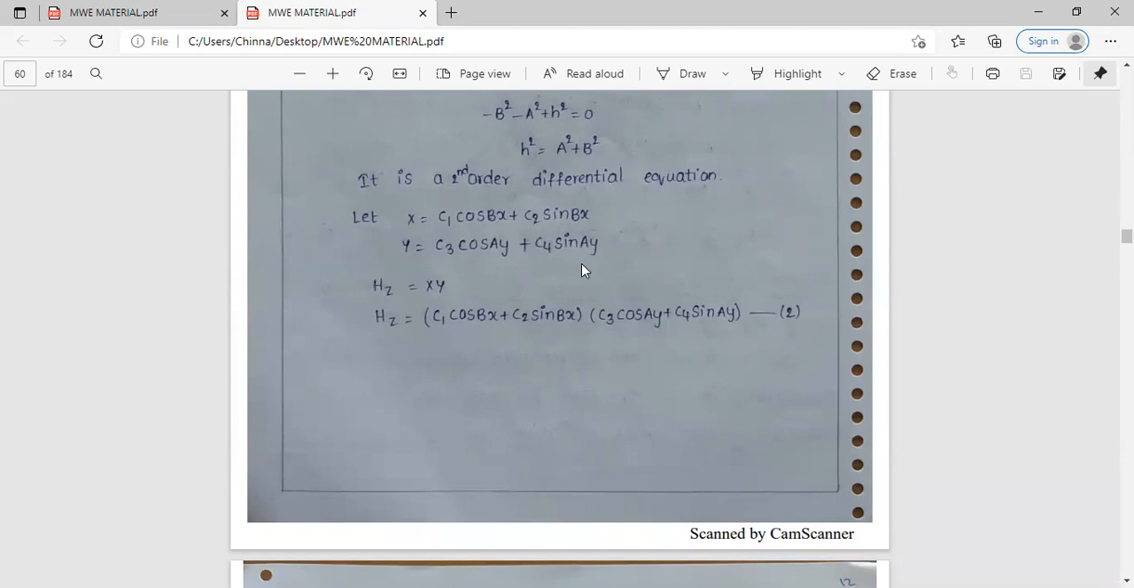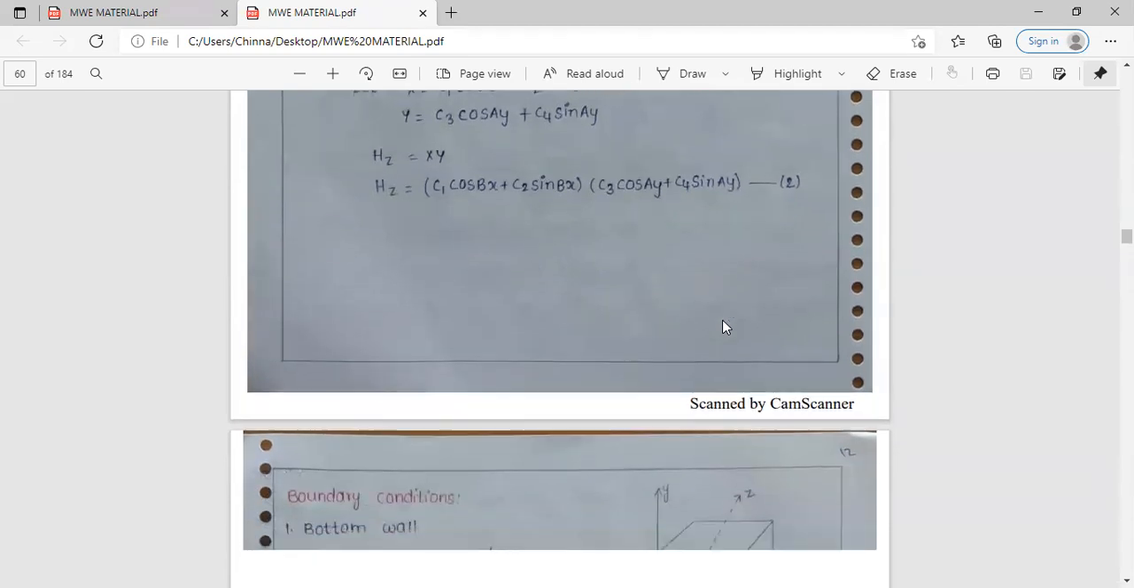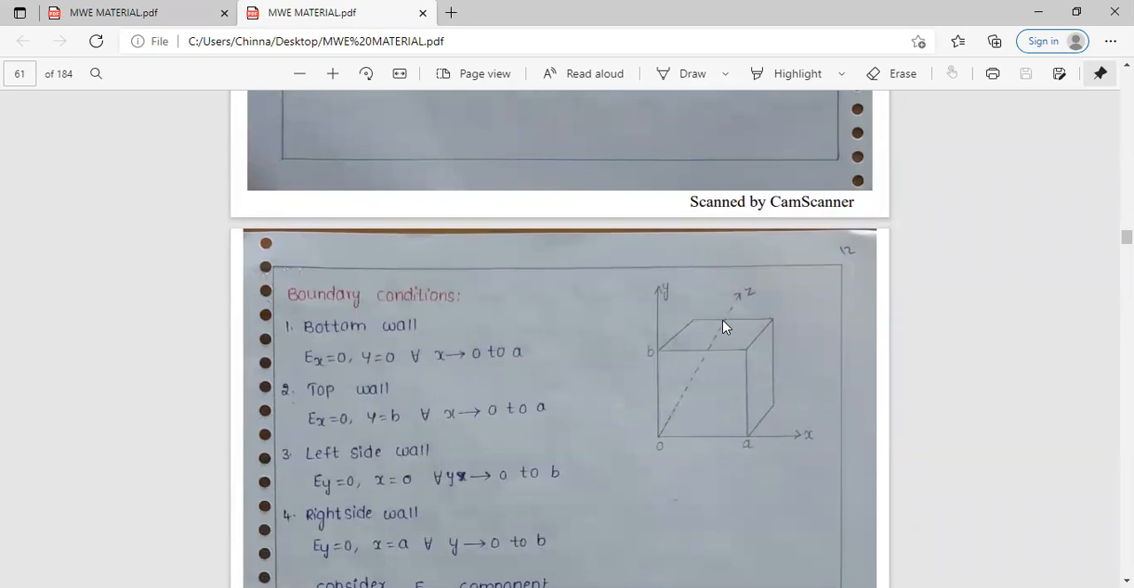So here Hz is equal to XY. Taking the general formula and substituting, Hz is equal to XY, so Hz is equal to c1 cos bx plus c2 sin bx, and c3 cos ay plus c4 sin ay. So this is the expression for equation number 2. Then we can obtain the boundary conditions, similar to the previous one.